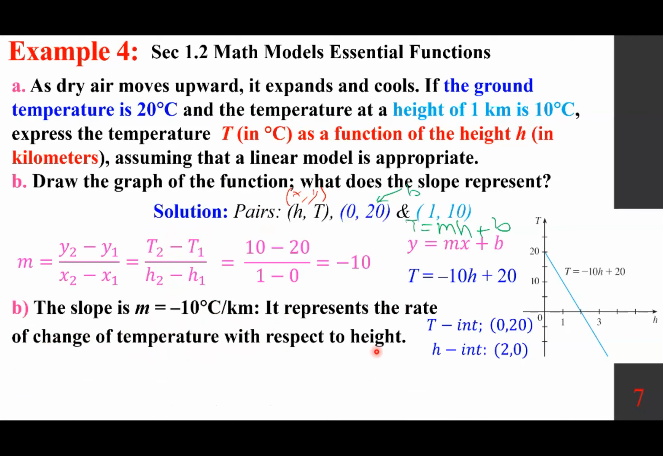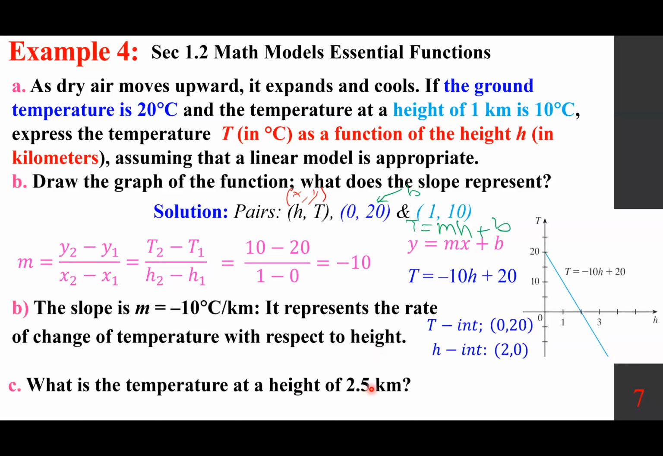What is the temperature at a height of 2.5 kilometers? You look at this formula, replace the H with 2.5. This is minus 25 plus 20, which is negative 5 degrees Celsius. Degrees, of course, in Celsius.